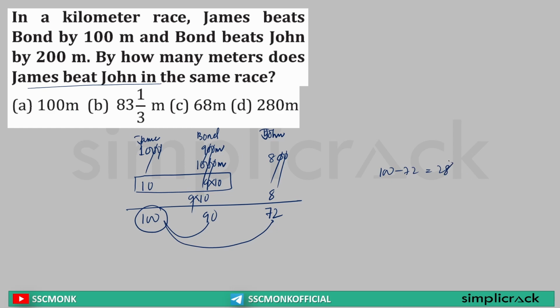This is for 100 meter race, but the race is of 1000 meter. Sir, in 100 meter it beats John by 28 meter. So in 1000 meter race, it will beat by 28 into 10, that is 280 meter. Clear? Very simple question to solve.